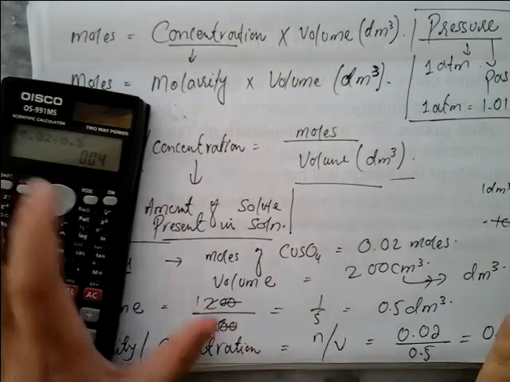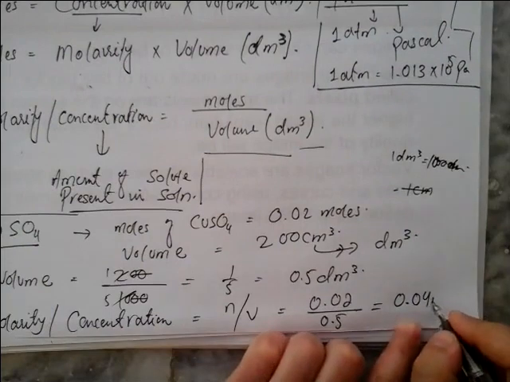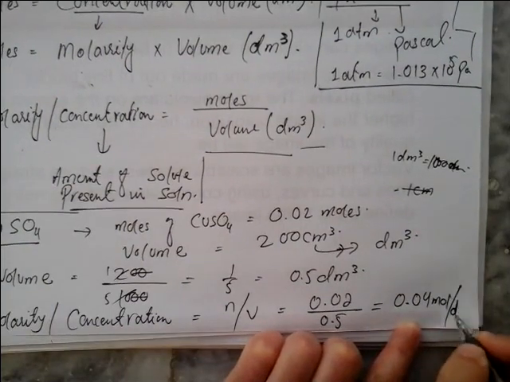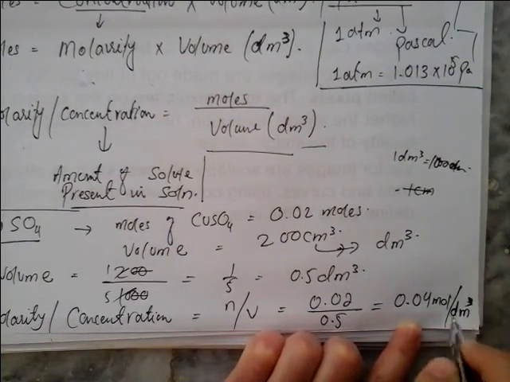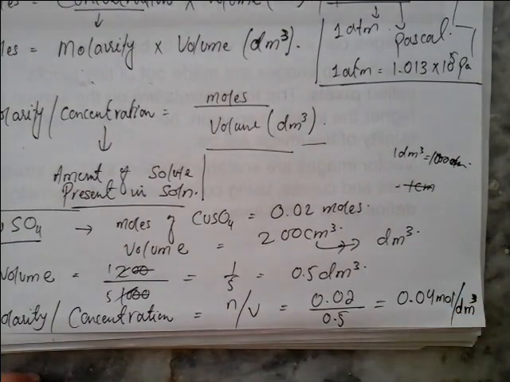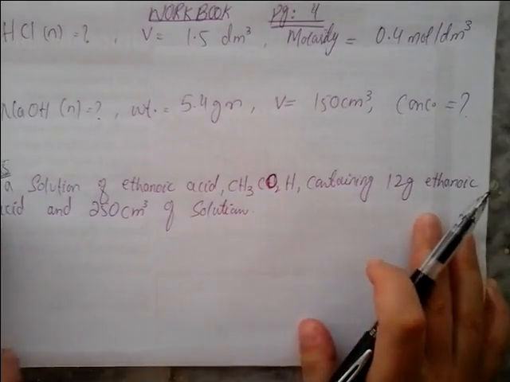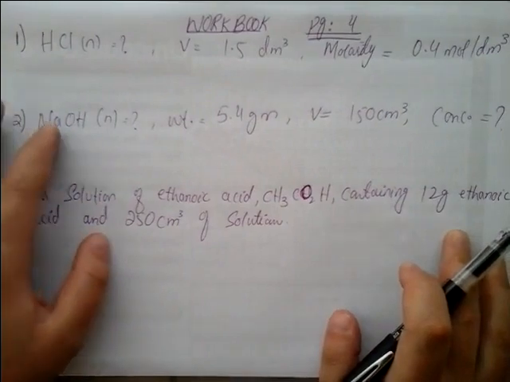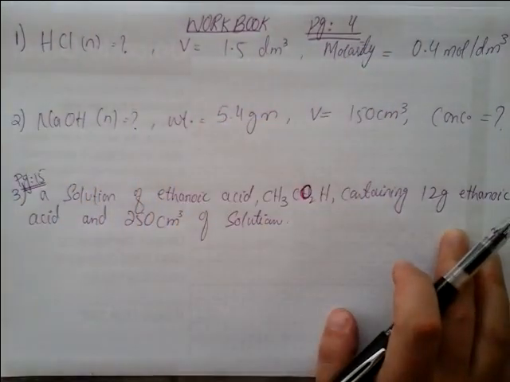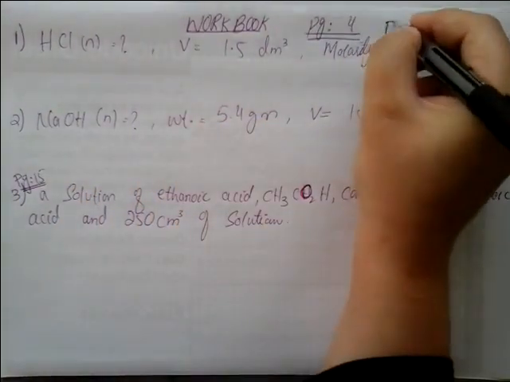0.04 mole per decimeter cube. The value of concentration is mole per decimeter cube. Keep in mind, mole per decimeter cube. So these equations are in your workbook, question number 1 on page 4, exercise 1.5.